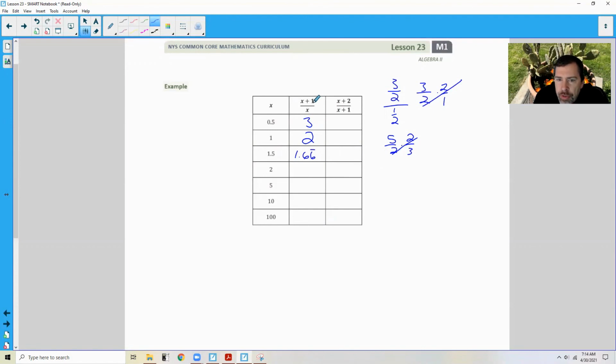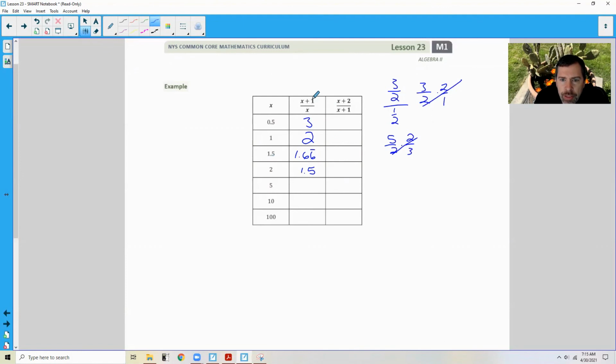Plugging in 2, we get 2 plus 1 is 3 over 2. 3/2. I'll just put it as 3/2. That's 1.5. Now let's do decimals. It's easier to see if something's larger or smaller looking at a decimal. 1.6 is definitely greater than 1.5, obviously.